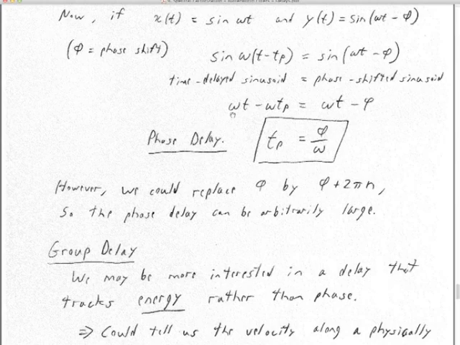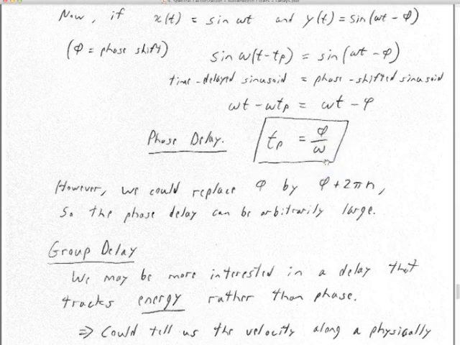So we've got omega t minus omega tp is equal to omega t minus phi. And right away we can relate the phase delay and the phase shift phi through the frequency omega.